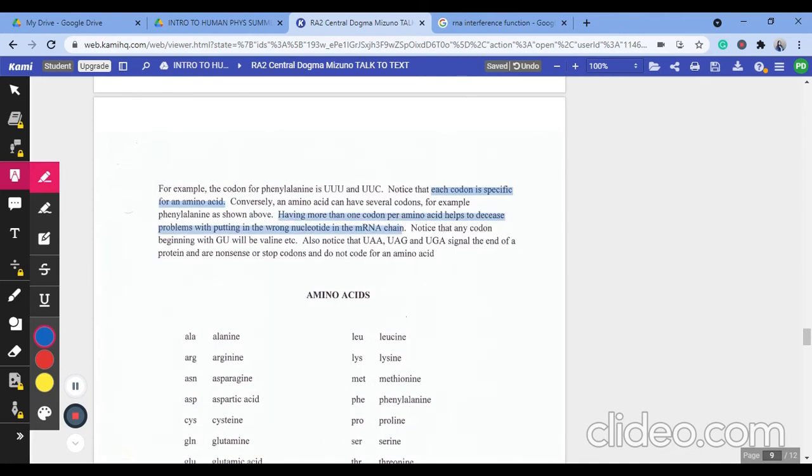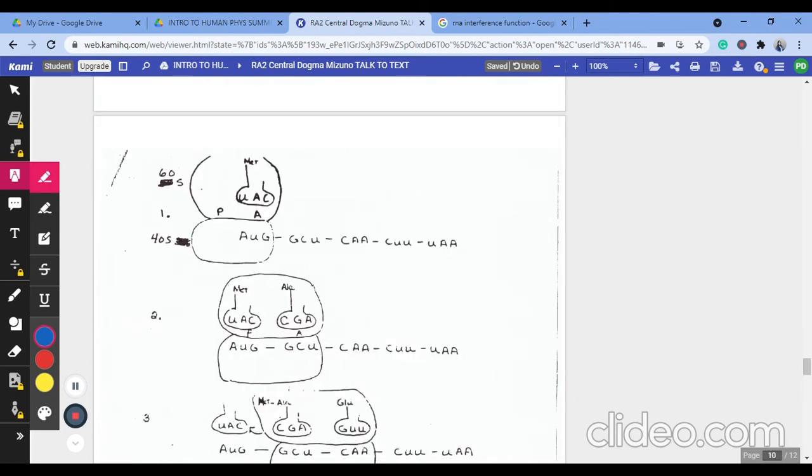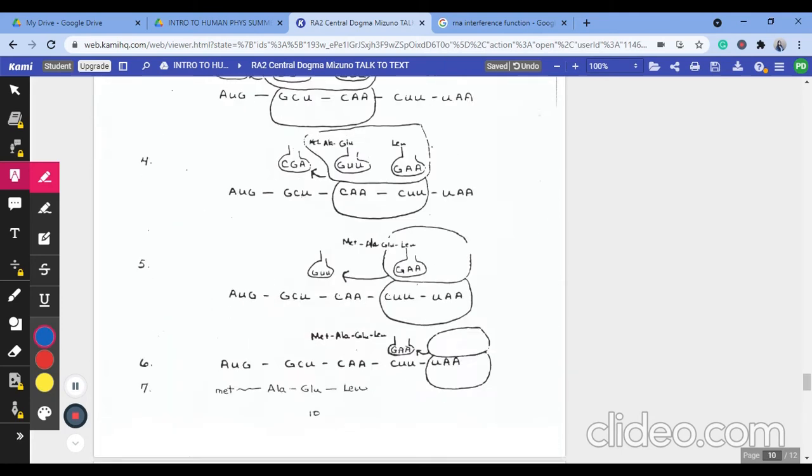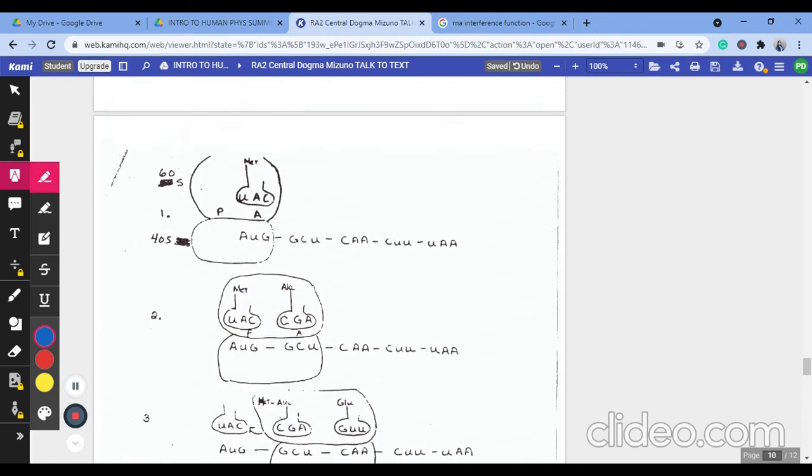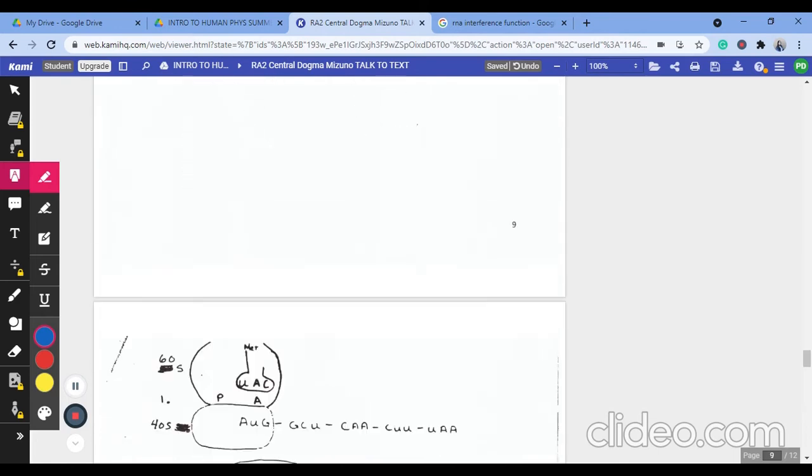Notice that any codon beginning with GU will be valine. Also notice that UAA, UAG, and UGA signal the end of a protein; they are nonsense or stop codons that do not code for an amino acid. Okay, I guess these are a few examples of the codons.